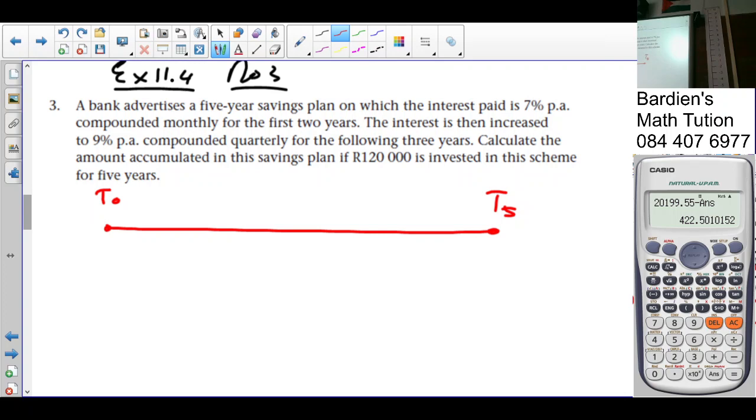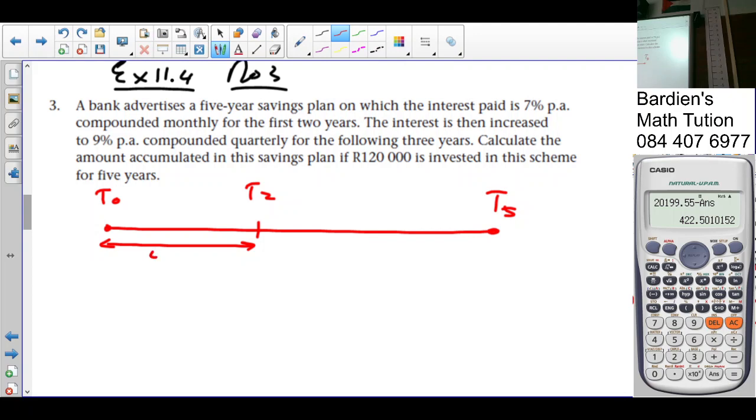Again, you don't have to draw a timeline in this book. So it's all fairly easy. Not so? So it's 7% per annum monthly for the first 2 years. I'm going to do the short method, okay? Is that okay, people? Or must I do the long one?